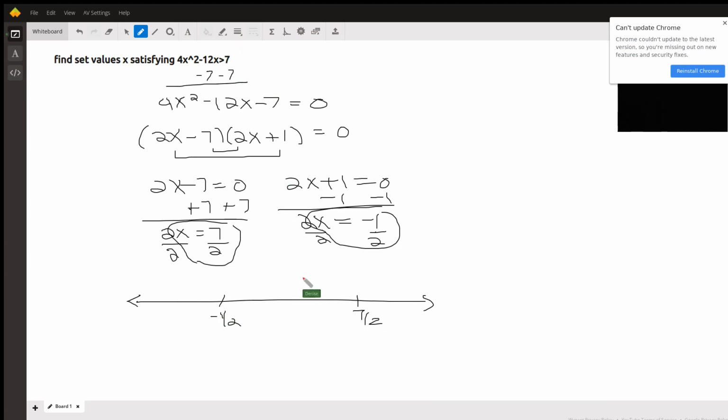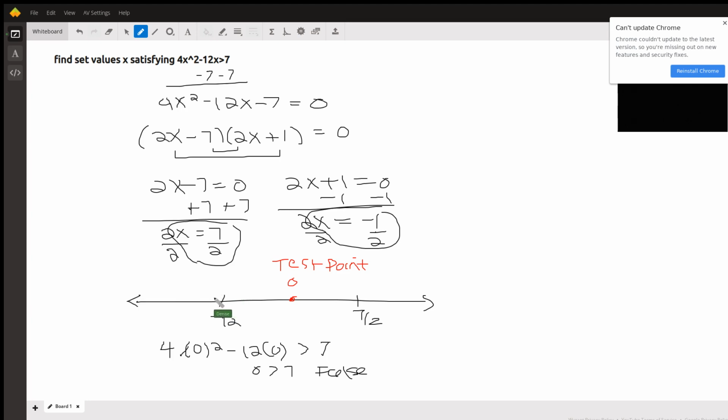So I'm going to pick a test point. 0 is a very good test point to use. And I am going to plug that test point into my original equation. 4 times 0 squared minus 12 times 0, is that greater than 7? 0 greater than 7 is false, so that means my shading is not in this middle area, so my shading must be on the other sides.